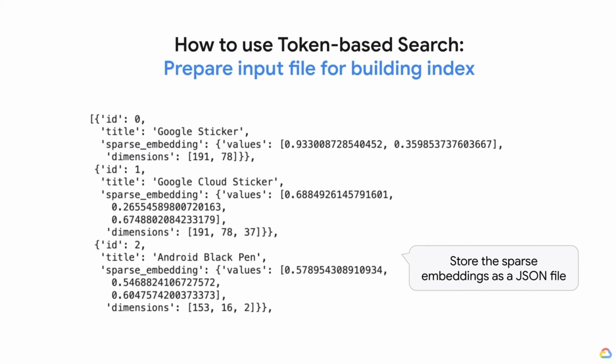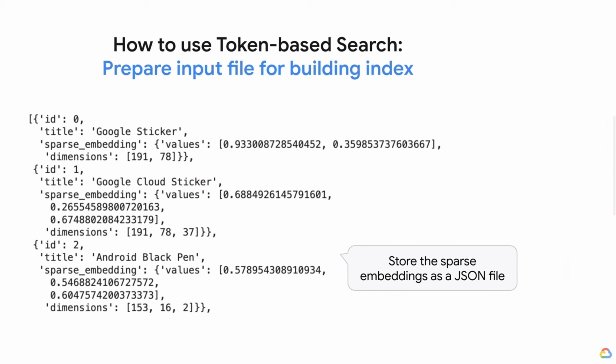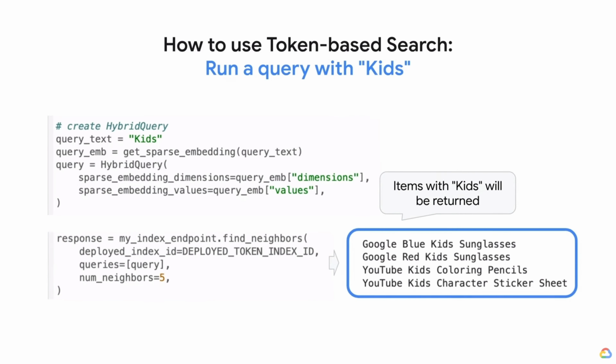Next, generate a sparse embedding for each item in your dataset. Store the resulting JSON file in cloud storage and use it to build a vector index with Vertex AI Vector Search. To query a sparse embedding index, create a hybrid query object that encapsulates the sparse embedding of your query text. This retrieves items containing specific words, like kids. This demonstrates how to use token-based search with vector search.